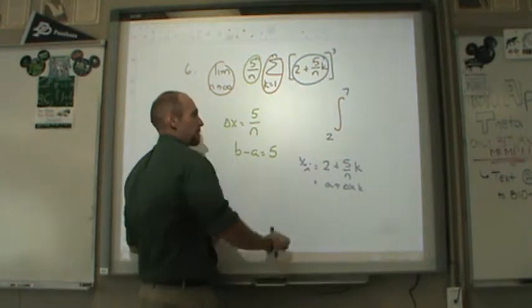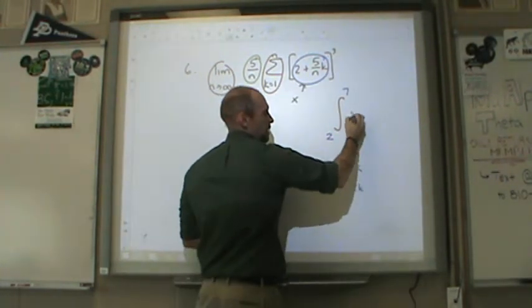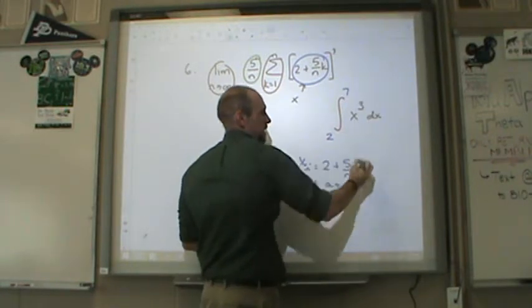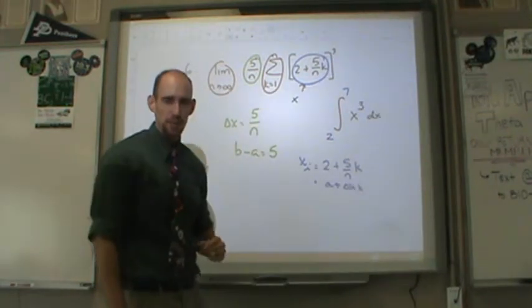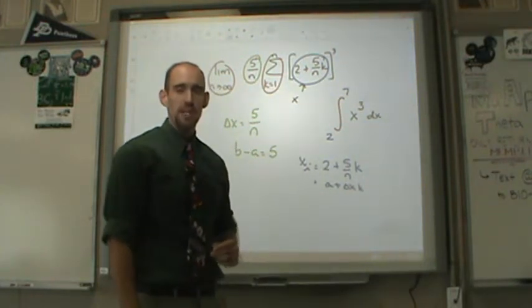And so I'm going to do the same thing I did as before. This is going to be replaced with x. So x cubed dx. That's one possible answer. The tricky part when a is not 0 is there's actually two possible answers.